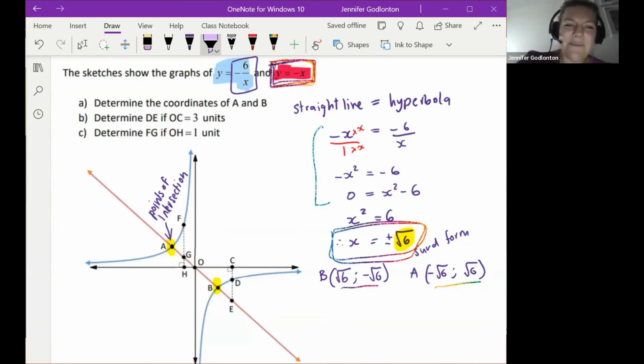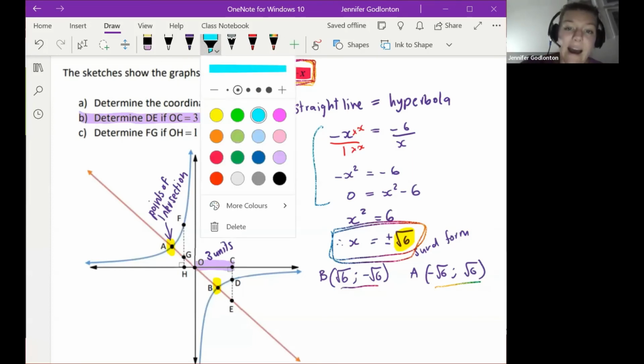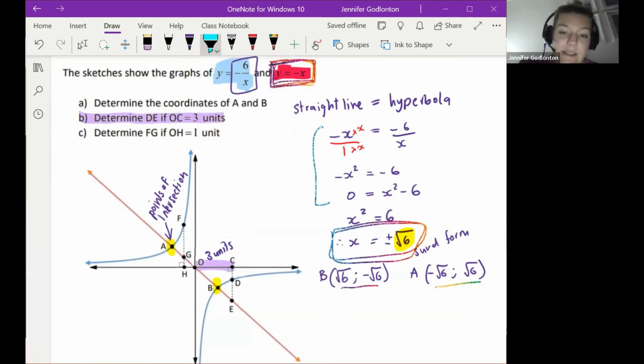Okay, so let's have a look at B. B, determine DE if OC is equal to 3 units. Okay, so they're telling us that OC is 3 units, and they are wanting us to work out DE. They're wanting us to work out that little line over there. Okay, so let's try and break this up a little bit.